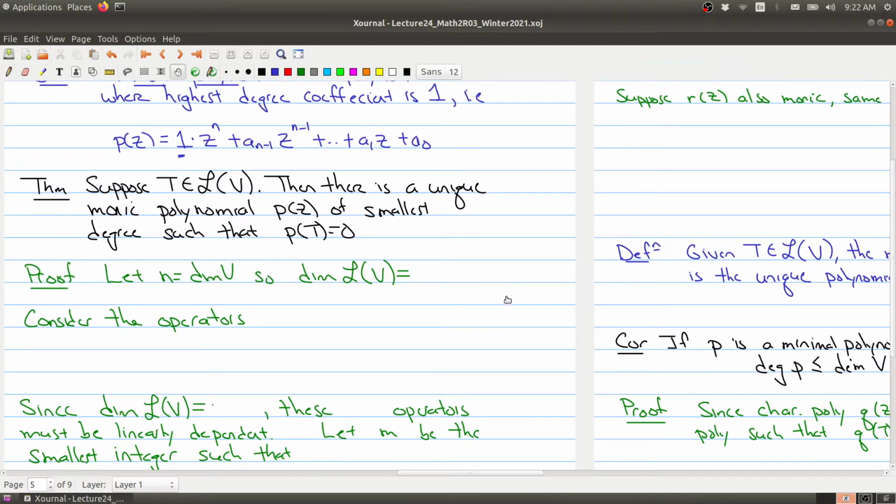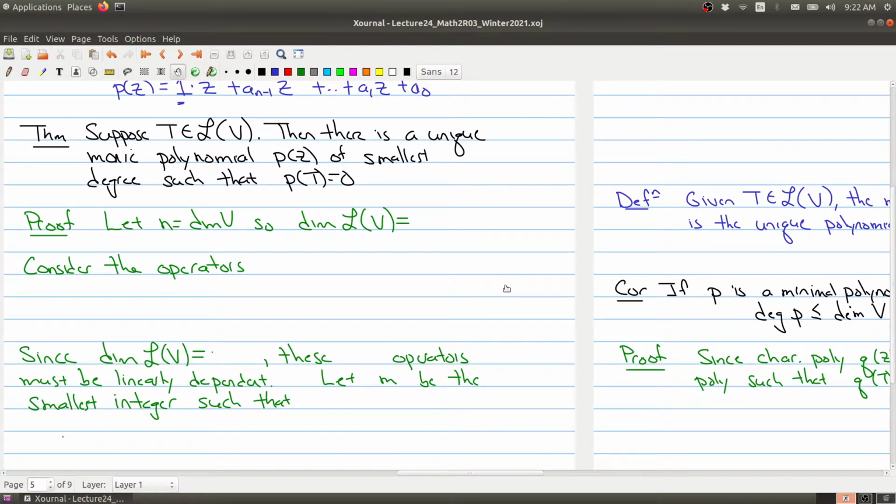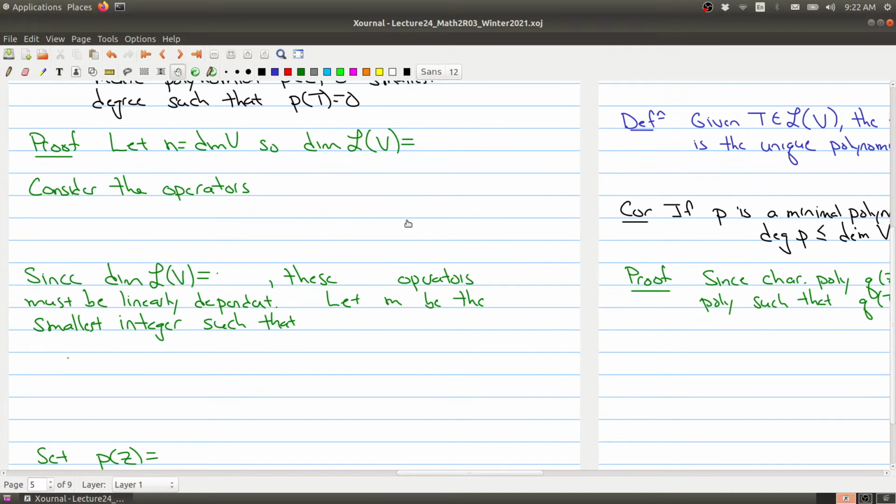The next theorem we're going to need in order to define what we mean by the minimal polynomial. The theorem says that if I take any linear operator, then there's a unique monic polynomial of smallest degree such that I can plug T into my operator and get the zero operator. The Cayley-Hamilton theorem says that there is a polynomial with this property. This theorem says there's actually a unique smallest one. So let's walk our way through the proof, and I've left some gaps here to fill in the pieces.